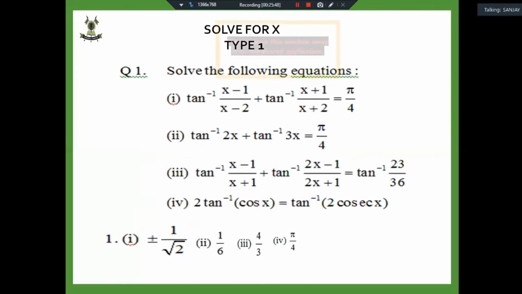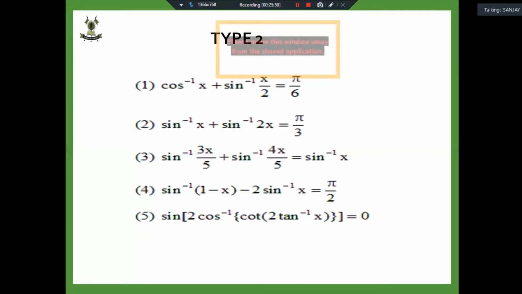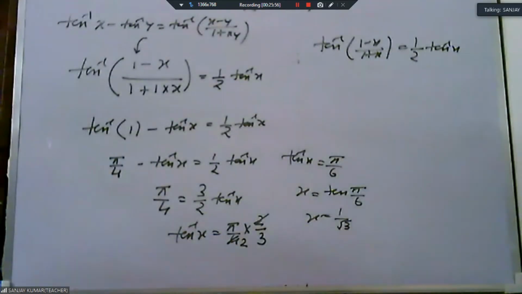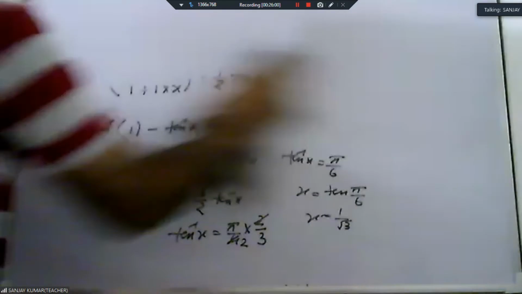So this is the type 1 question. This is the type 2 question. So we start type 2 now. Okay, we start type 2 questions. In type 2, you have sin inverse x plus sin inverse y. So what is the difference between sin inverse and tan inverse? Some of the students are saying, how can we change sin inverse into tan inverse, then we can solve the question. That is the problem.